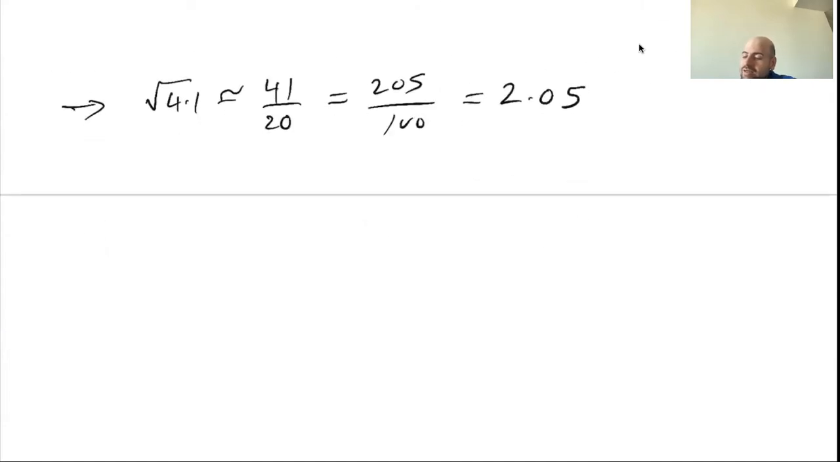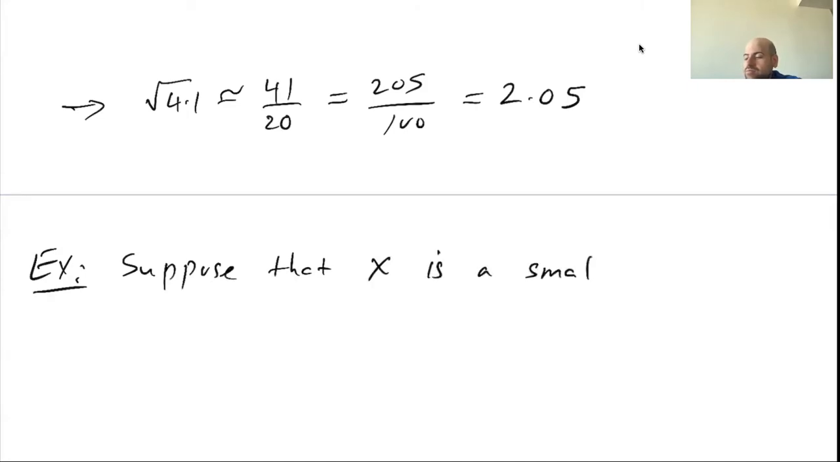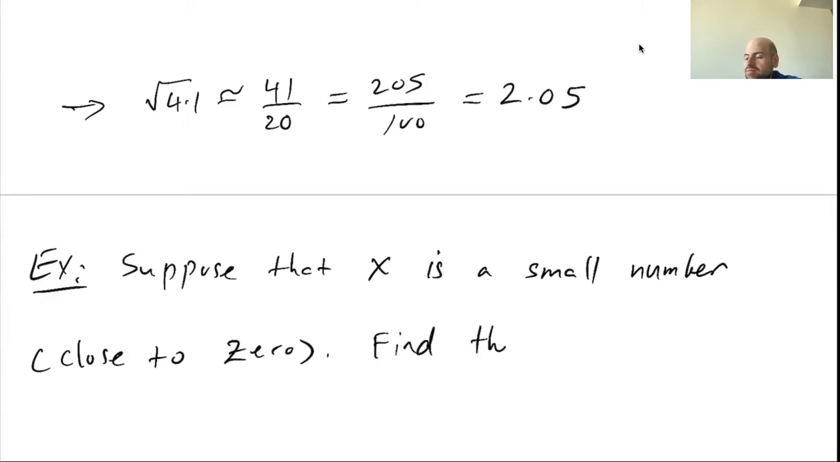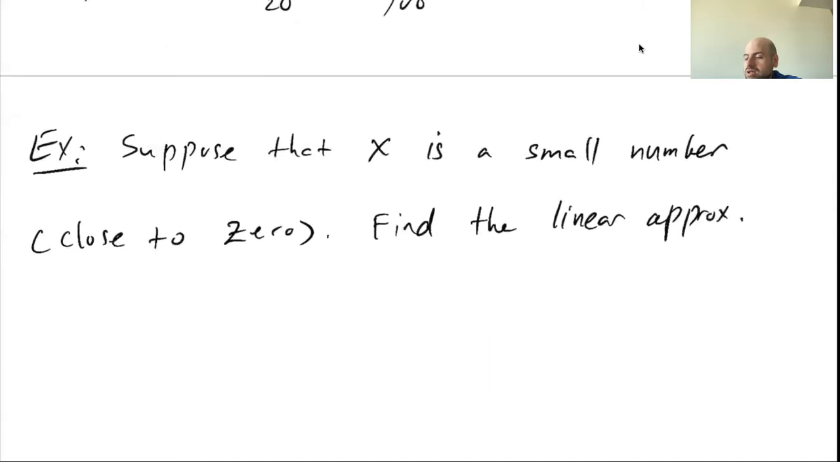Okay, so let's look at the next example. Suppose that x is a small number close to 0. Find the linear approximation for the following functions.